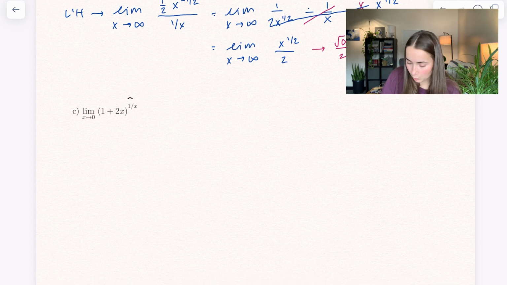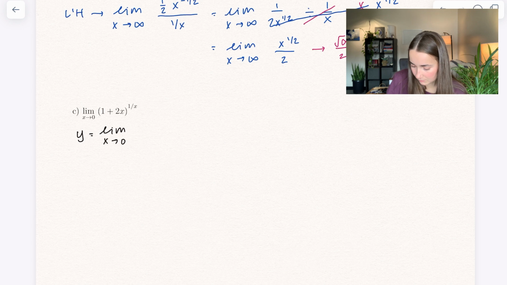Notice that we have this 1 over x in the exponent. So whenever you see the variable in our exponent, we want to go ahead and use a logarithm in order to get that out of the exponent. So I'm just going to go ahead and set this whole limit equal to y, because what I'm going to do is take the natural log of both sides.